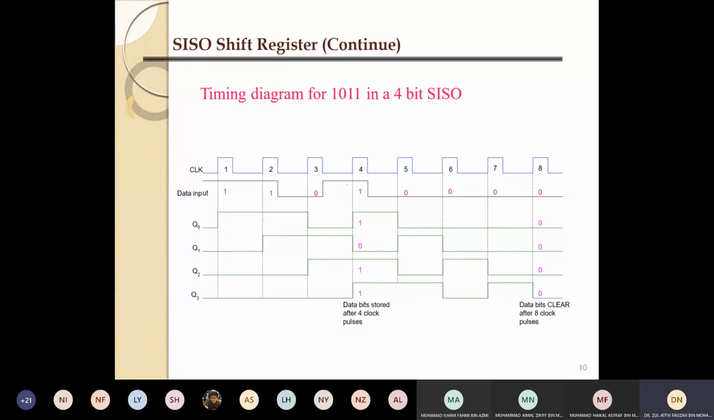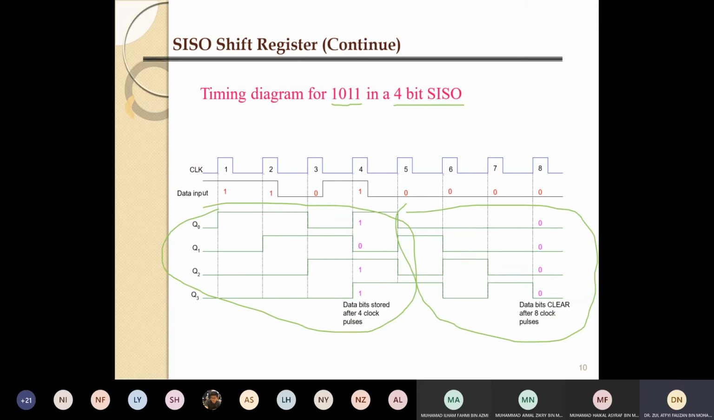So in the timing waveform or timing diagram for the same data input 1011 and the same 4-bit SISO shift register, it will be like this for the first 4 clock, and the next 4 clock will be like this to clear the shift register. Okay, understand?